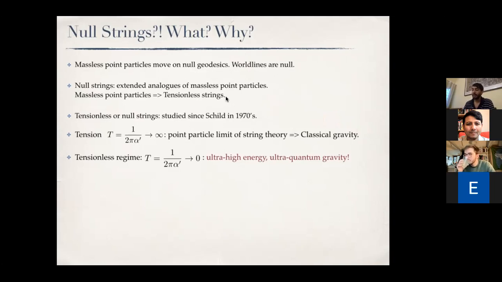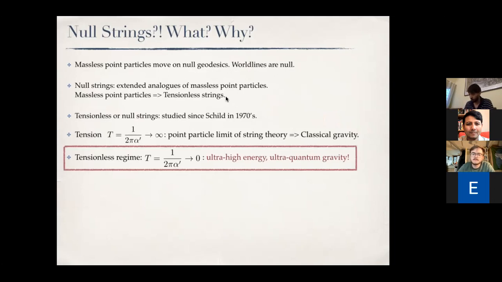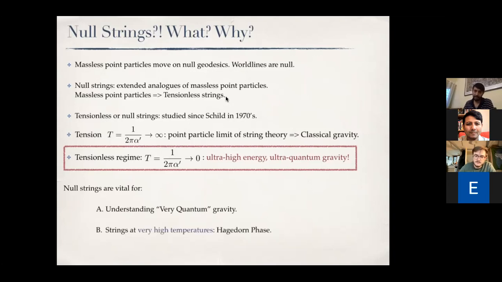So when you are looking at T going to 0, this is going to be the ultra high energy, ultra quantum sort of regime of gravity, when we are going to go forward and look at the quantum mechanics of the system, right? So this is the regime that we want to focus on. And these are of interest for, as I said, maybe understanding, if you will, very quantum gravity. We will see that it's related to strings at very high temperatures and the Hagedorn phase. And there are also links to higher spin theory.